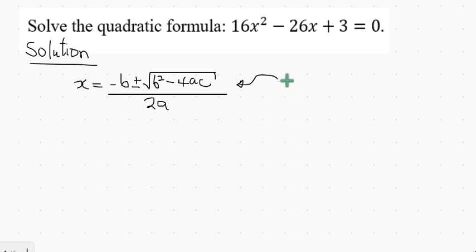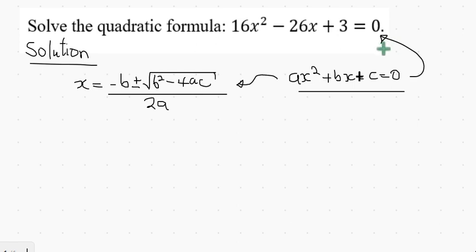So here is the formula to solve the general quadratic equation, which is ax squared plus bx plus c equal to 0. That is the formula to solve the general quadratic equation. Since this formula solves the general quadratic equation, it means the same formula should solve this specific quadratic equation.